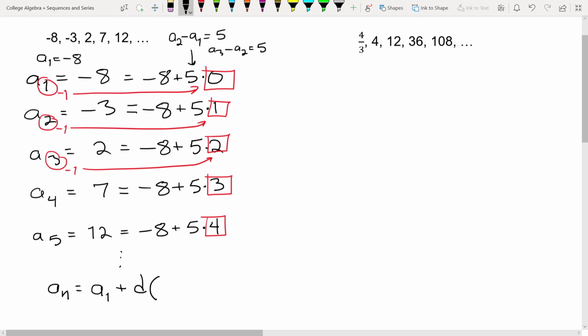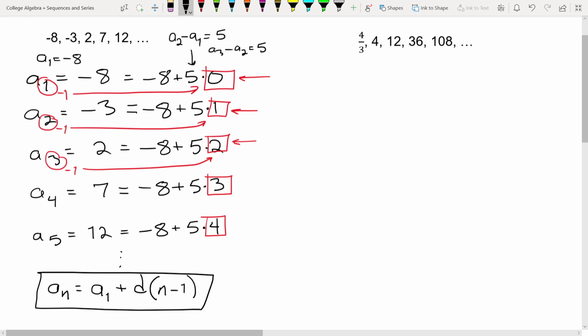And then D is multiplying n minus 1. At this first term, that was 1 minus 1 is 0. The next one was 2 minus 1 is 1, 3 minus 1 is 2, and so on. And this right here is the general form for what's called an arithmetic sequence. It's an arithmetic sequence because it has this common difference. All you do is add a certain number or subtract a certain number to find the next term.